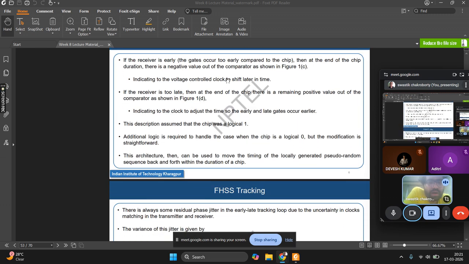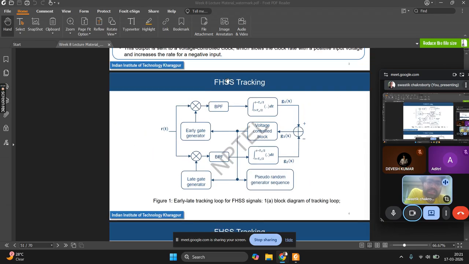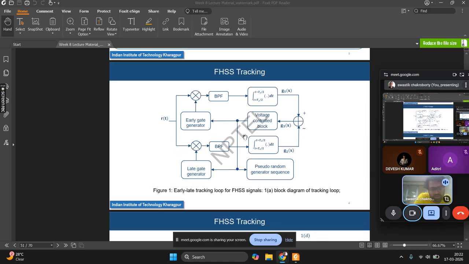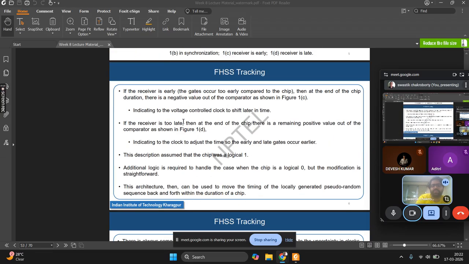So if the receiver is early, then at the end of the chip duration there is a negative value out of the comparator, indicating to the voltage control clock to shift later in time. That negative value is fed to the VCO, and that VCO will then shift the frequency in one direction. And finally, if the receiver is too late, then at the end of the chip there is a remaining positive value, indicating to the clock to adjust the time so that the early and late gates occur earlier.